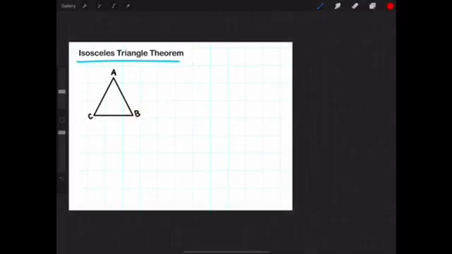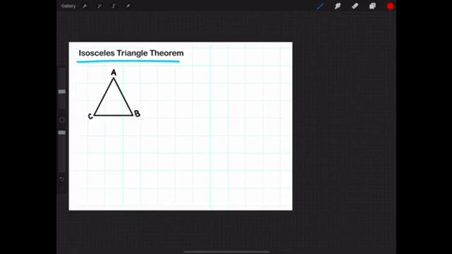Today we are going to be proving the isosceles triangle theorem. To prove the isosceles triangle theorem, you first have to understand what it's asking. The isosceles triangle theorem says, if two sides or legs of a triangle are congruent, then the angles opposite those sides, or the base angles, are also congruent.